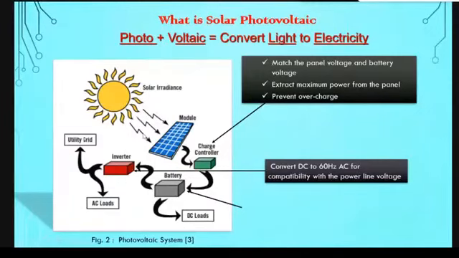This charge controller is required to match the panel voltage and battery voltage, and also for the matching of load resistance and internal resistance. You know about the maximum power transfer theorem. According to the maximum power transfer theorem, whenever the load resistance of the system becomes equal to the internal resistance of the system, it will extract maximum power from the source.